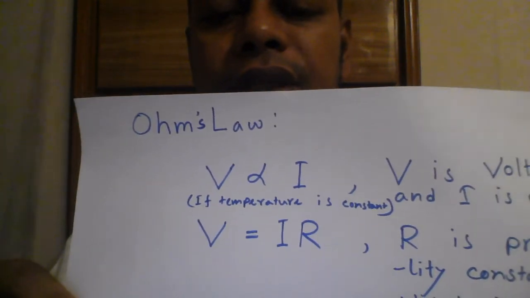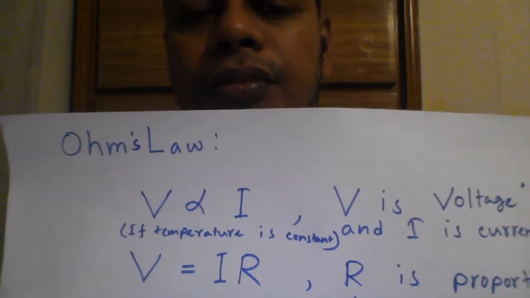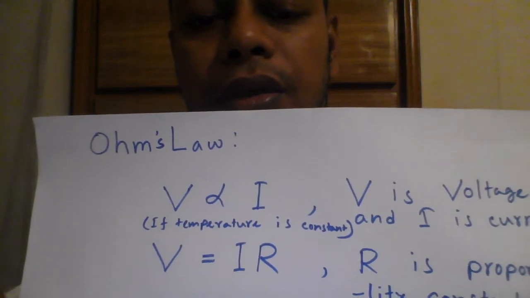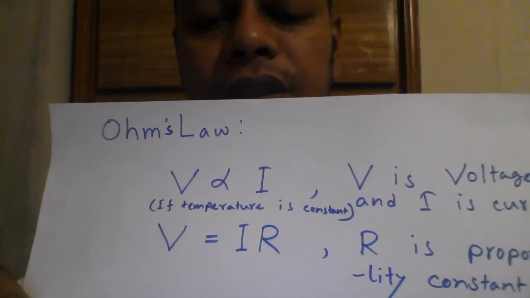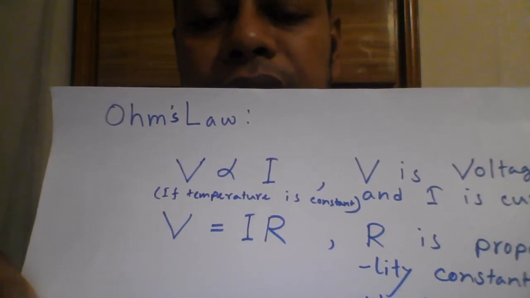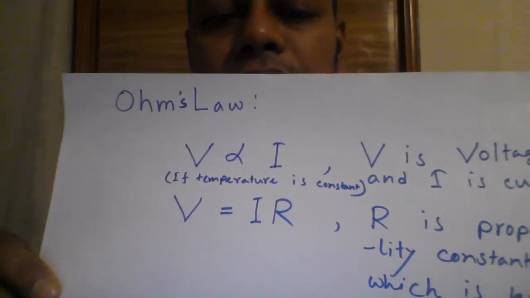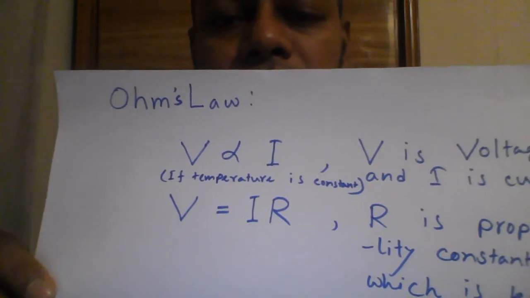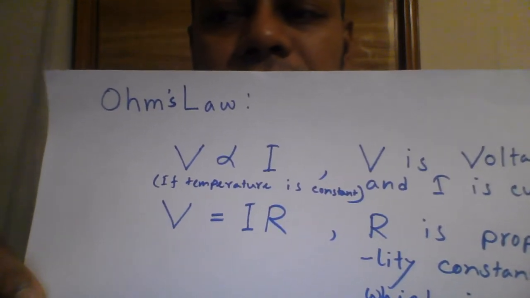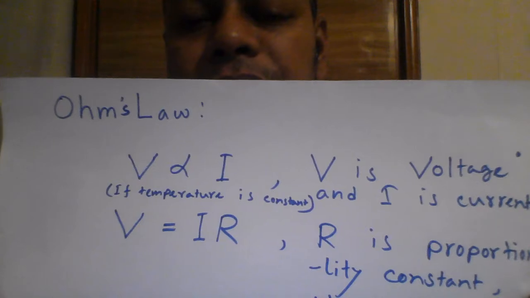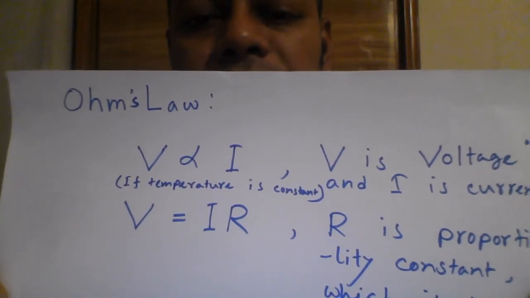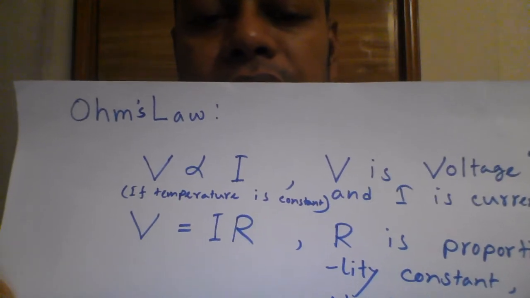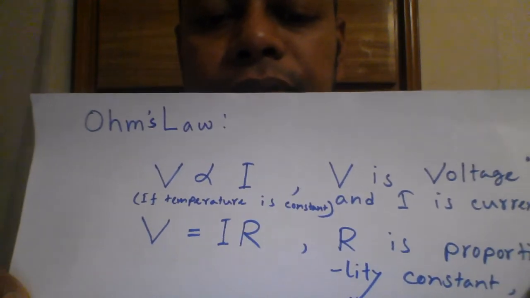And just below the law I gave in bracket the condition for this law, that is if temperature is constant. That means this law will work only if the temperature is constant. Temperature of the conductor, temperature of the surrounding area should be constant, then this law works.